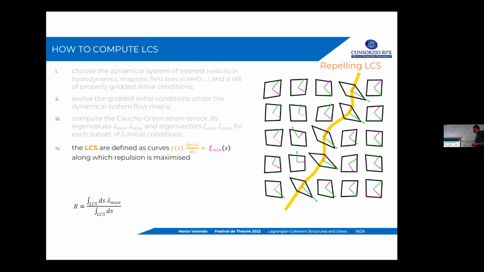And it is clear that along this line, the repulsion of initial conditions is maximized because orthogonally to it, you have your direction of maximum stretching of the system. And of course, you can also associate to each Lagrangian coherent structure a rate of repulsion. And it is clear that you can compute a Lagrangian coherent structure from every point. Only few of them will have a maximum repulsion. Only few of them will be interesting ones.